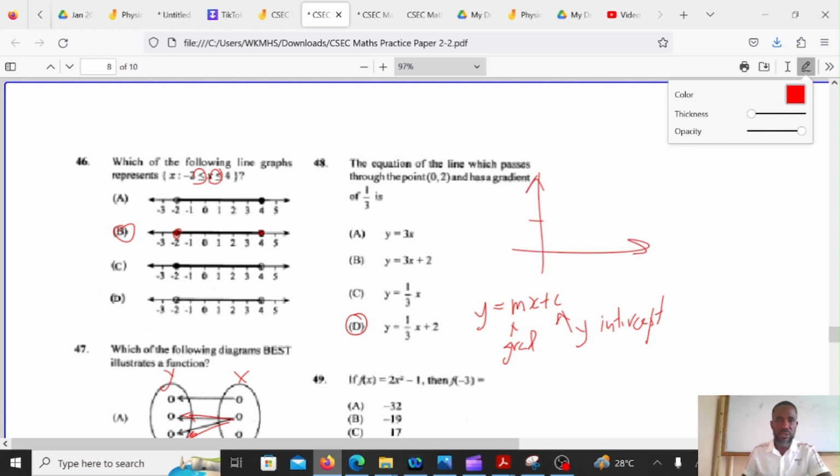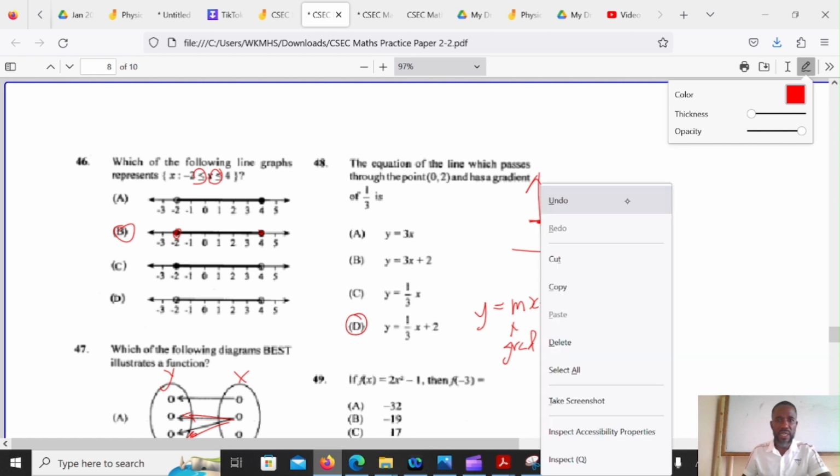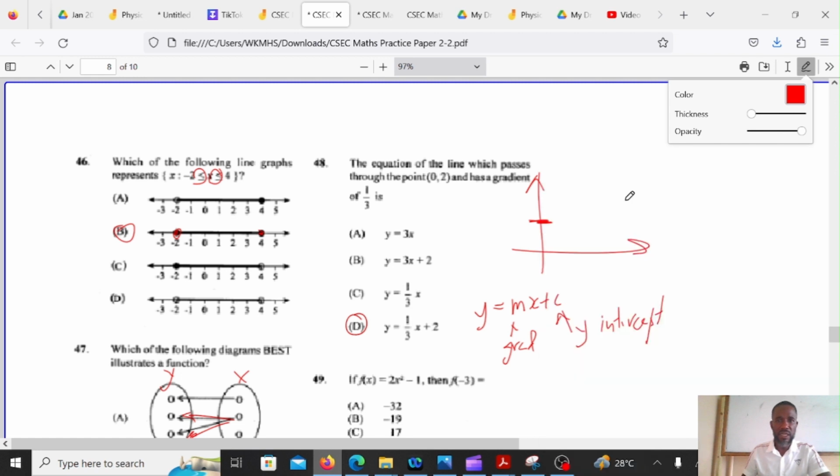Here it says that this point is 0 on the x and 2 on the y. If this is the y and this is the x, then 0 on the x, 2 on the y, so the line looks something like that. It passes through this point, so this would represent our c. So our answer here is D.